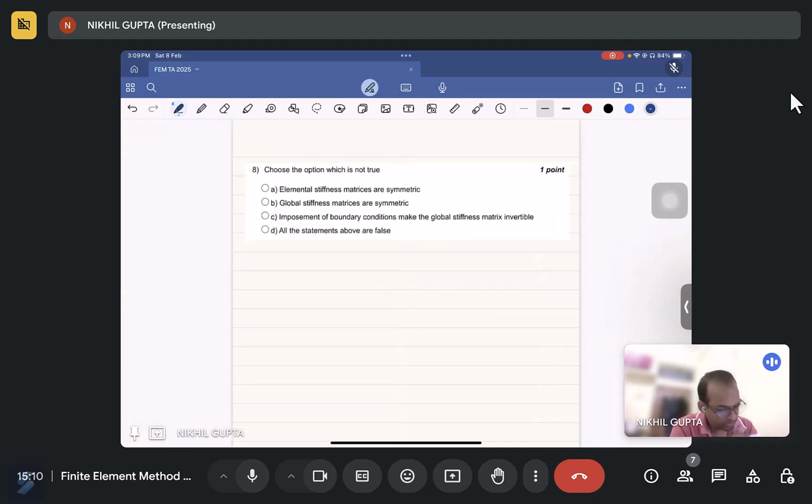The other question, question number 8, is choose the option which is not true. The elemental stiffness matrix is symmetric. Yes, this is correct. The global stiffness matrix is symmetric. Yes, you know that is correct. Imposement of boundary conditions makes the global stiffness invertible. This is also correct. So it is asked which is not true, so this is false.